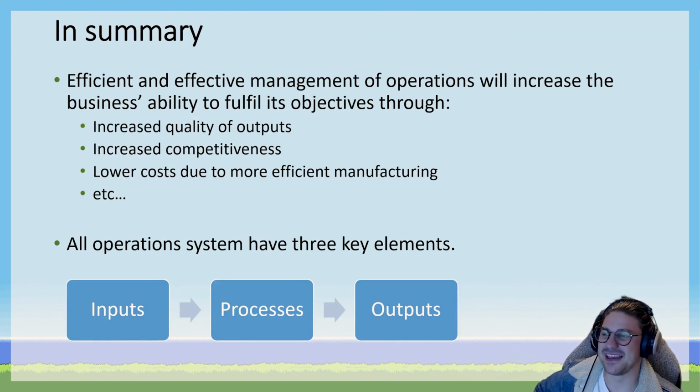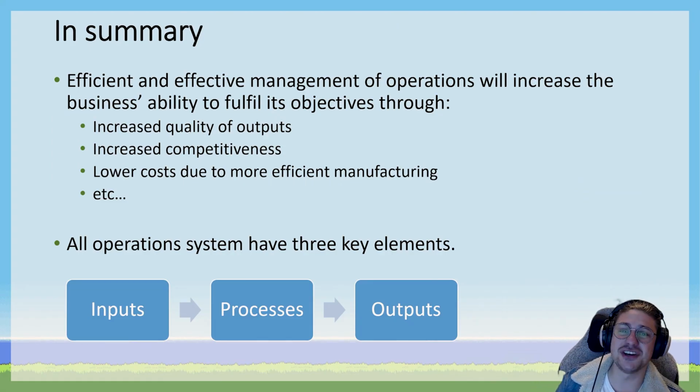In summary, for these two key knowledge points, efficient and effective management of operations will increase a business's ability to achieve its objectives, specifically through the increased quality of outputs, increased competitiveness based on the quality of those outputs, and lower costs due to more efficient manufacturing. These are just 3 ways that operations management can specifically contribute towards the achievement of business objectives.